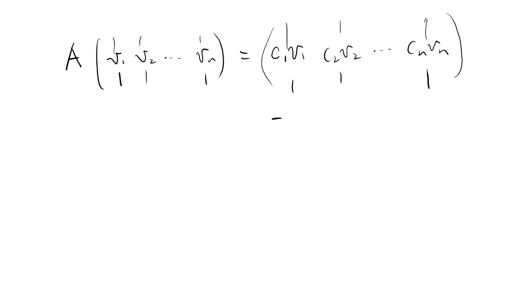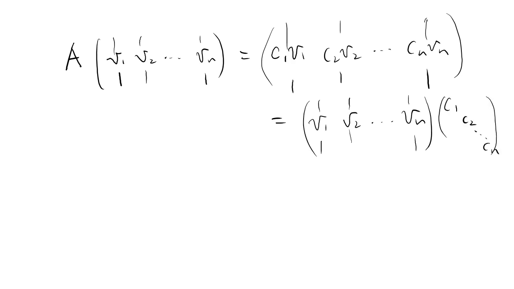And this is actually the same as [V1, V2, ..., Vn] times [C1, C2, ...]. It's a diagonal matrix that looks like this. You can check that this is actually true by doing the actual multiplication. Just do some examples with 2 by 2 or 3 by 3. You're going to see that this is indeed true.